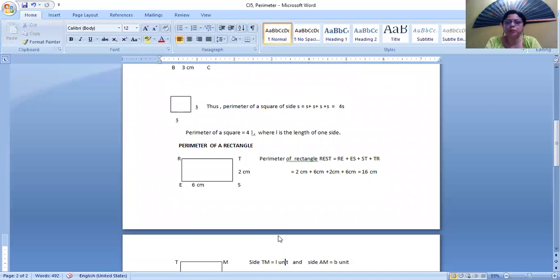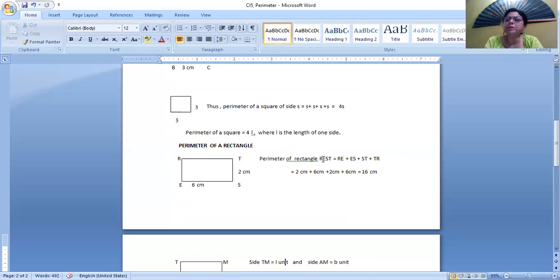Now next we come to the perimeter of a rectangle. So as you know, perimeter is the total boundary. So even in the case of a rectangle, it will be the total boundary. Only in the case of a rectangle, the sides are not all equal. Only opposite sides are equal. So if side RT is 6 centimeter, ES is 6 centimeter. And TS and RE will be the same. So I've named the rectangle REST.